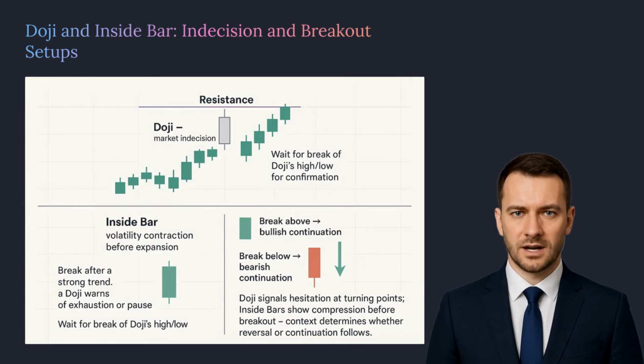Inside bar. An inside bar is a smaller candle that forms completely within the range, high to low, of the previous candle. It signifies a volatility contraction or temporary consolidation.